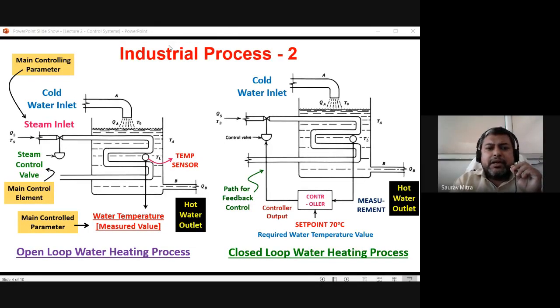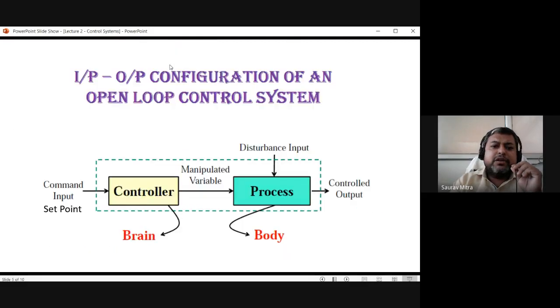Let us see now some very basic block diagrams of open loop and closed loop processes. I'll go very fast because I told you the processes. Now I'm coming back to the basic block diagram. So this is a command input or set point. We are talking about the open loop process again.